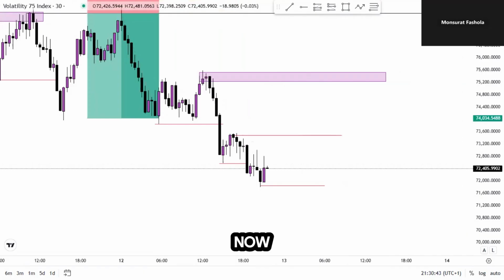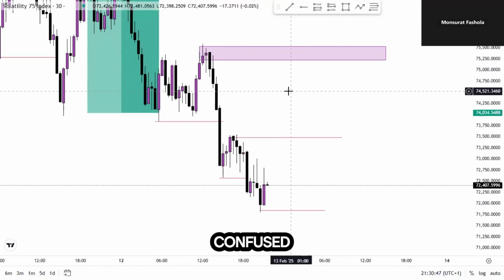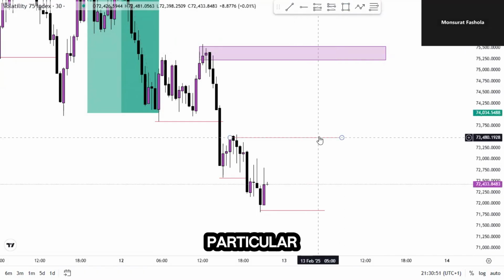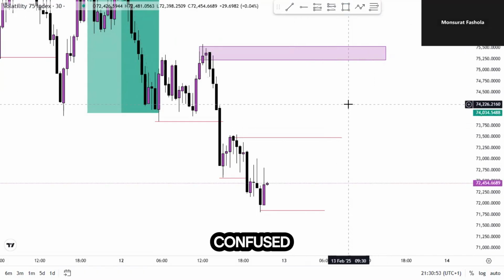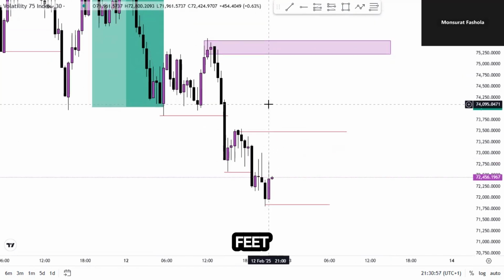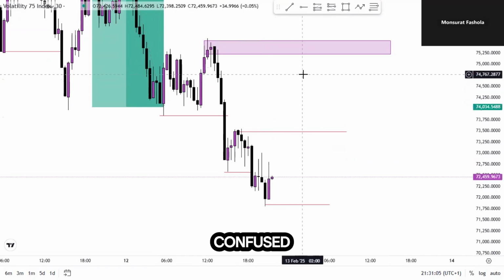Let's take for instance this particular setup. Right now, let me be sincere with you, I'm confused if price will come up here or to this particular level. Okay, why not use your fib? Let's try to use our fib retracement for this push. No, I'm just giving an example. I know what I'm saying. For instance, I'm confused.